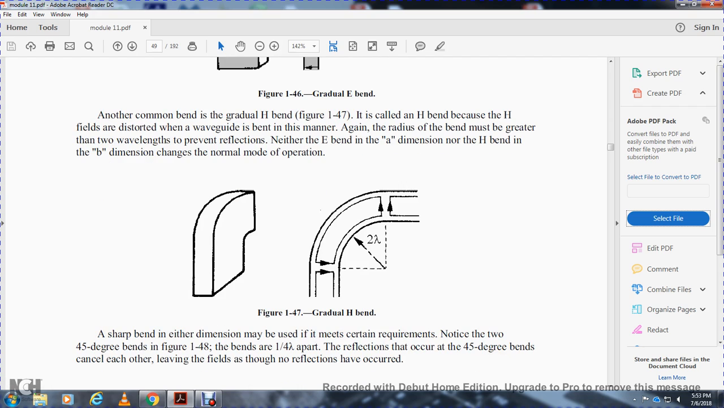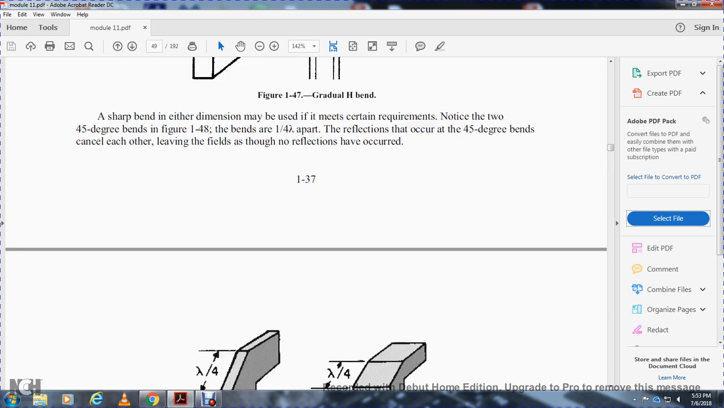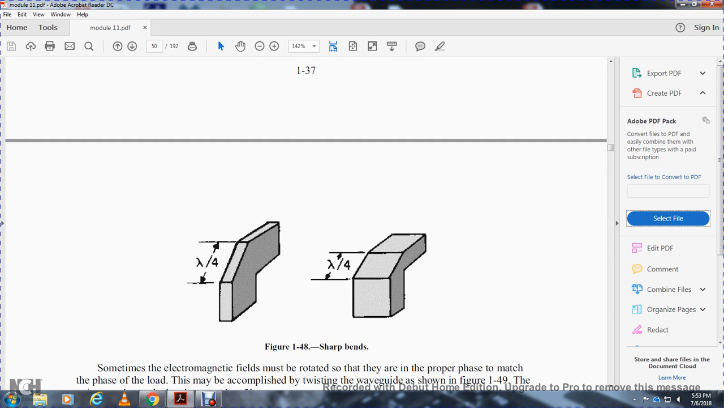The sharp bend in either dimension may be used if it meets certain requirements. Note the 45 degree bends in figure 148, with the bends 1/4 wavelength apart. The reflections from the curves of the 45 degree bends cancel each other without leaving the field, so there is no reflection that has occurred. Figure 148 shows the sharp bend.